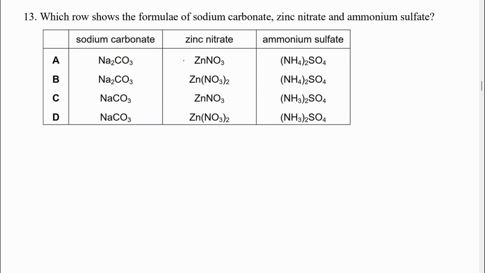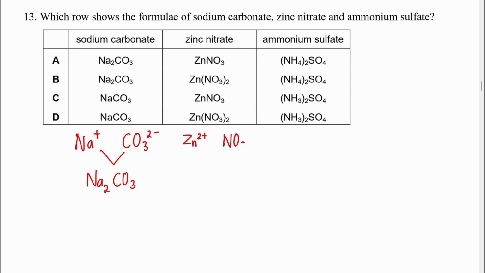Next question. Which row shows the formula of sodium carbonate, zinc nitrate, and ammonium sulfate? Okay, to answer this question, you have to know each ion that contribute to this compound. So sodium, what is the ion of sodium? Sodium is in group 1, so it is Na positive. While carbonate is CO3, 2 negative. So I will take yours, you will take mine, crisscross. This is Na2CO3, right?